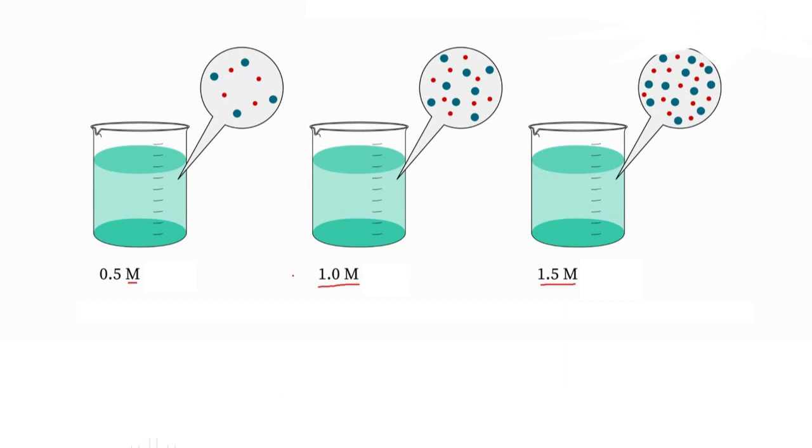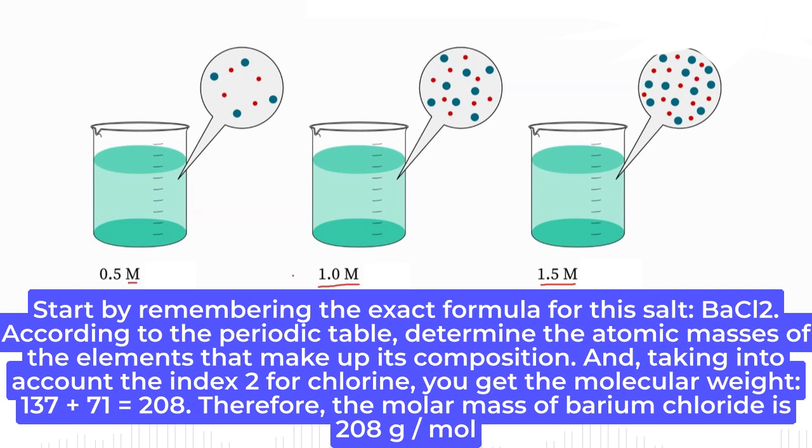Step 2. Start by remembering the exact formula for this salt, BaCl2. According to the periodic table, determine the atomic masses of the elements that make up its composition. And, taking into account the index 2 for chlorine, you get the molecular weight, 137 plus 71 is equal to 208. Therefore, the molar mass of barium chloride is 208 g/mol.